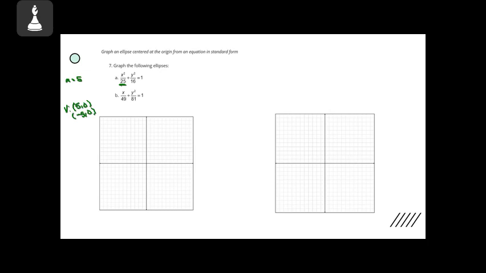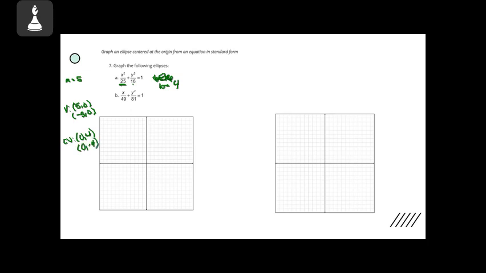Working with our co-vertices, that's the other variable here. So we have b squared is 16. So b is the square root of that, or 4. So that's going to be on the y value. So 0, 4, and 0, -4.